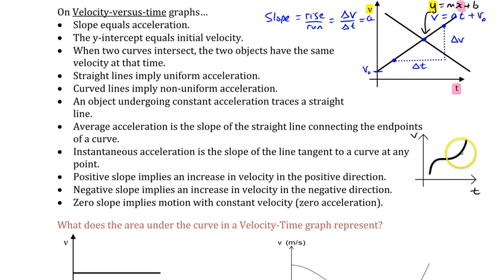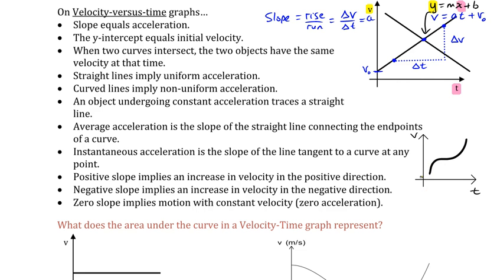If you have a curved line in a velocity versus time graph, that would imply that you have changing acceleration. So this is like accelerating acceleration. So straight lines along here represent constant acceleration. This is constant positive acceleration. This is constant negative acceleration. But curvy lines represent non-uniform acceleration.